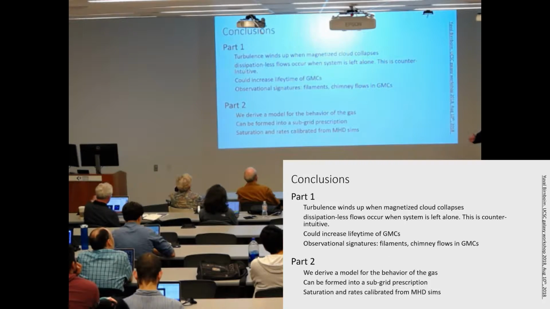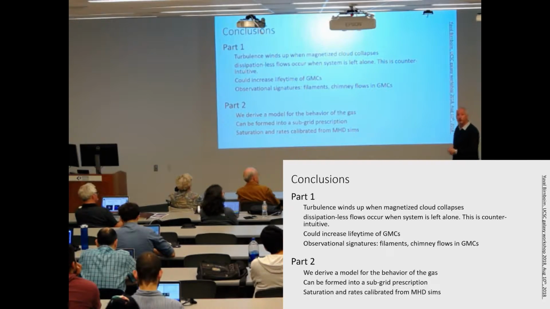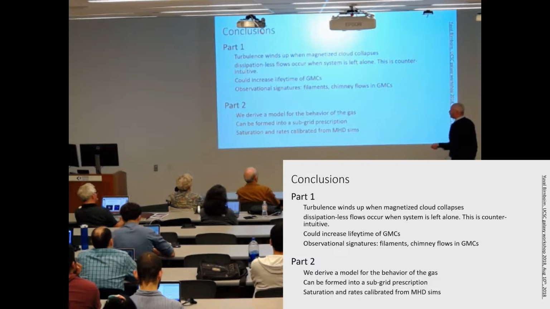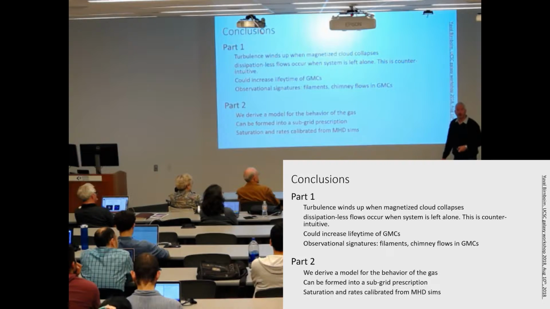All our simulations are box simulations. And it should have an observational signature. This is very different from regular turbulence. We expect gas to be moving in chimneys. We expect it to be aligned along the magnetic fields. All this could be checked by observations. And the second part is that we suggest a model of how to implement all this in subgrid and show that we basically understand the process. Okay, thank you very much.